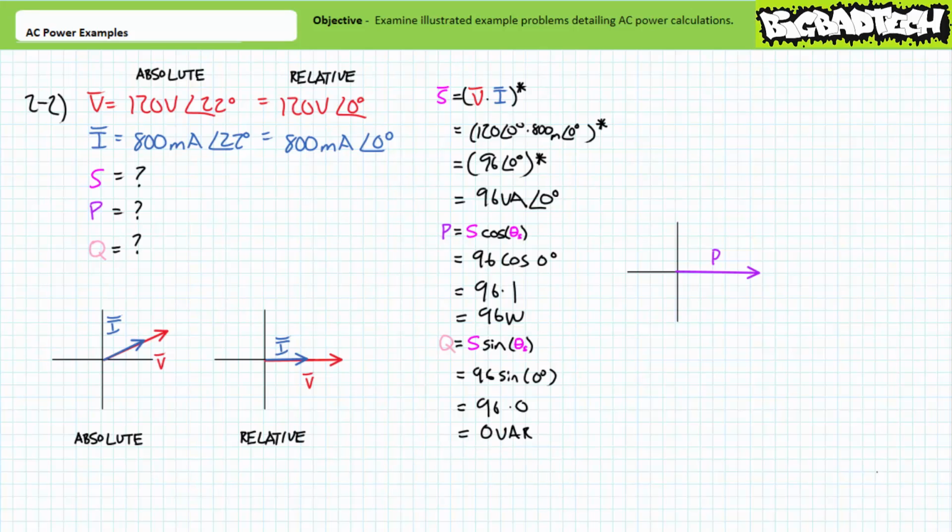As expected for this purely resistive element, all of apparent power is being directed towards real power and none of it towards a reactive interchange. As we previously discussed, the apparent power vector perfectly overlaps the real power component.